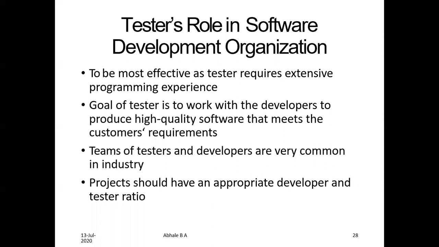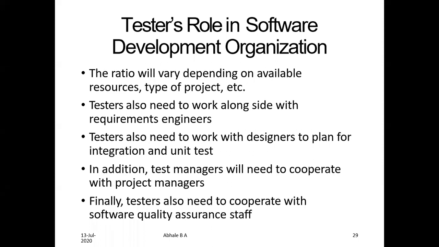And the third one is, teams of testers and developers are very common in industry. They work simultaneously, in coordination with one another, the tester and the developer. Fourth, a project should have an appropriate developer and tester ratio. That is a requirement for any organization to develop the best quality software and satisfy the customer. We require appropriate developers and testers in the organization. Whichever projects are developed by the developer should be tested by the tester. That is a basic requirement in any organization.